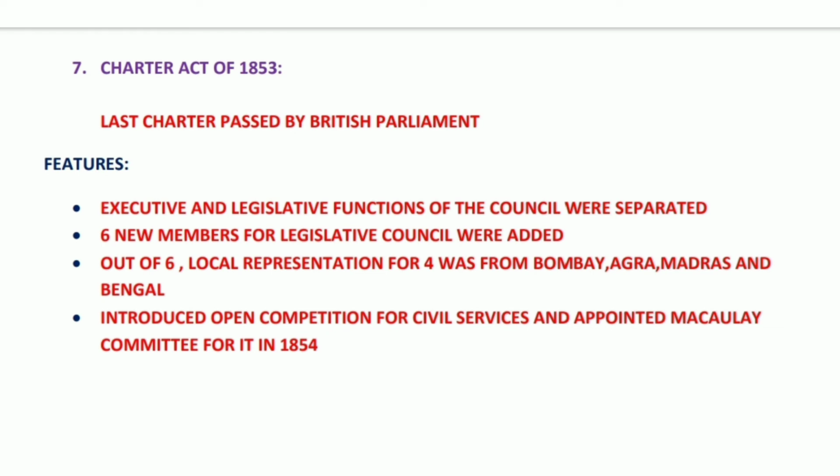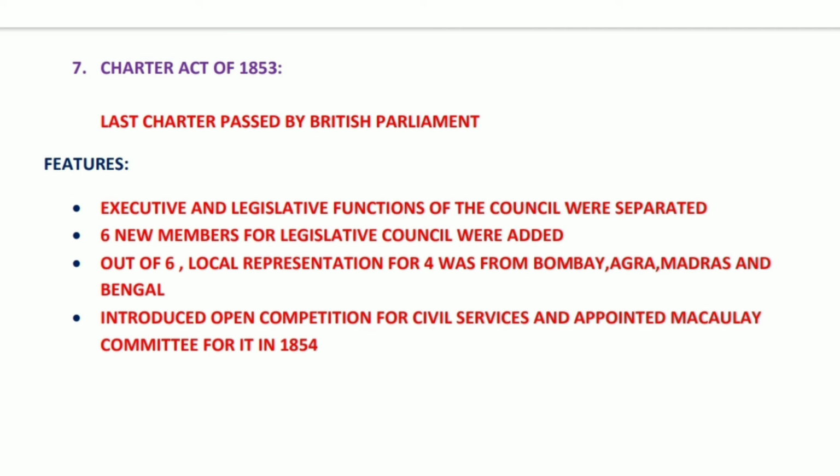So now under the Charter Act of 1853, the executive and legislative functions of the council were separated, and 6 new members were introduced for the legislative councils. In addition to these 6 new members, there was local representation, and this local representation was given for 6 members. In this local representation, we can say that this can be called the Indian Legislative Council. So out of these six, we have 4 local representatives from Bombay, Agra, Madras, and Bengal.